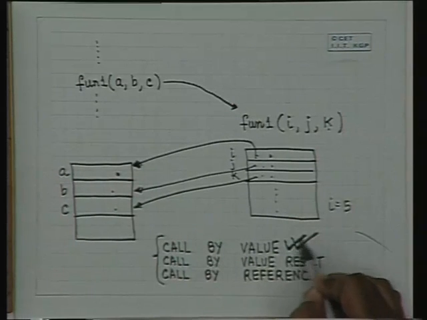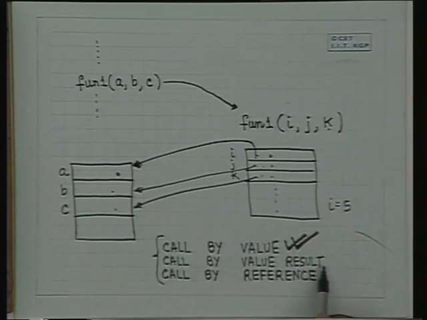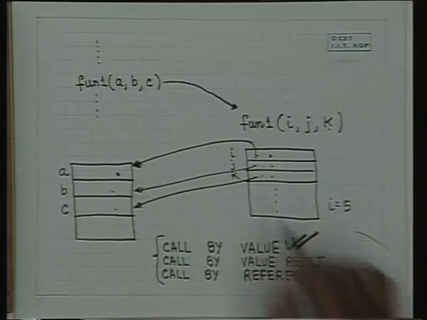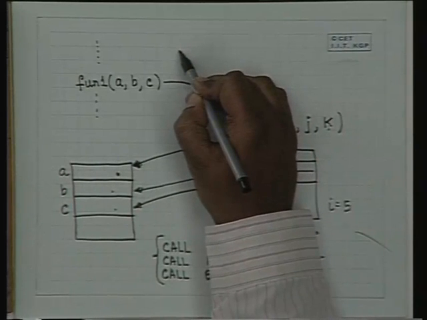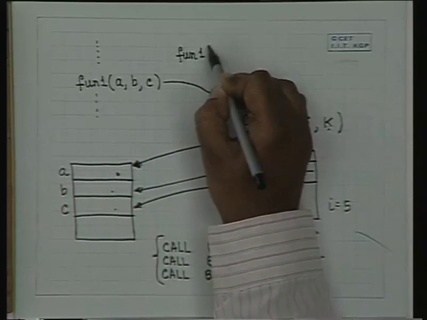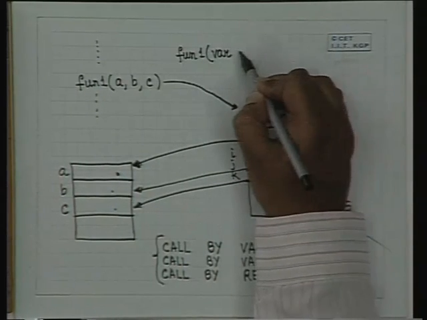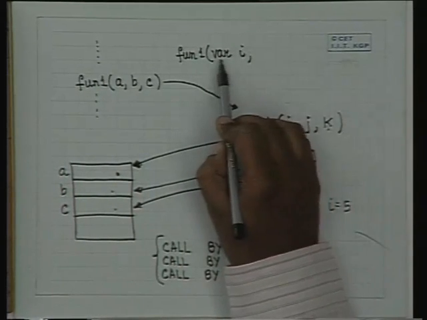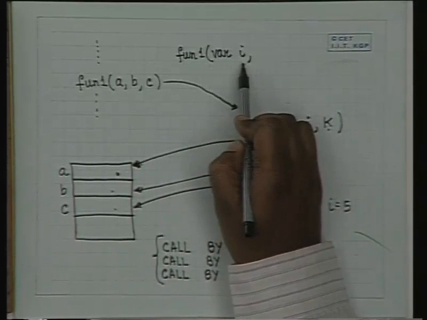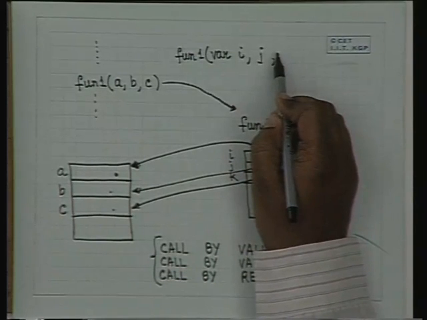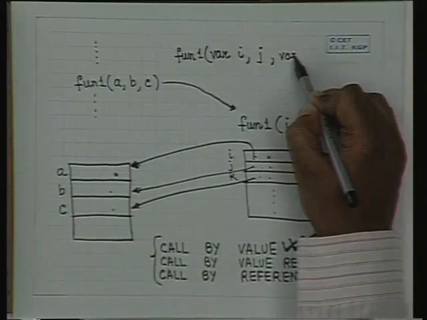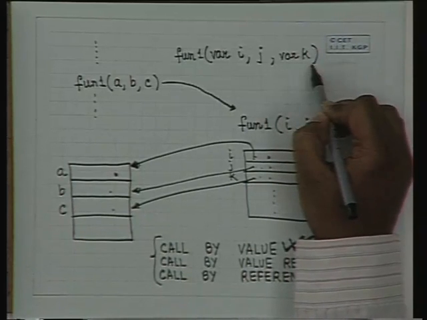So C language uses call by value and not call by value result or call by reference. Anyone who knows Pascal will know that in Pascal you can define these parameters in another way. If you write fun1 var I, then this means that this will be used as call by reference. If you write simple j, it means call by value, and again if you write say var k, then it will mean call by reference.